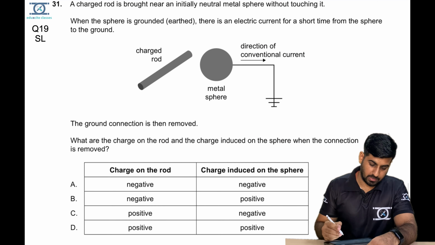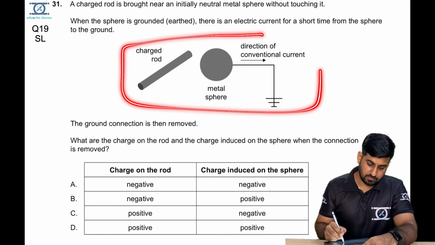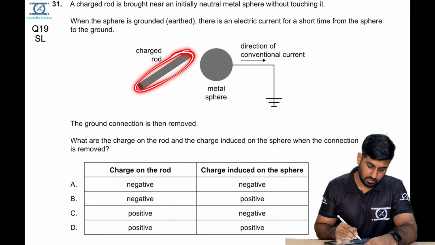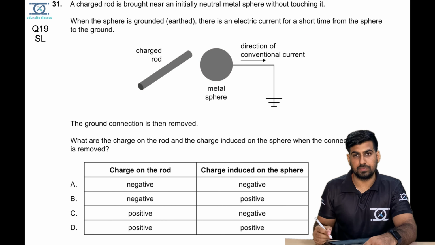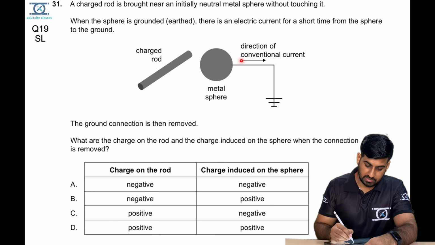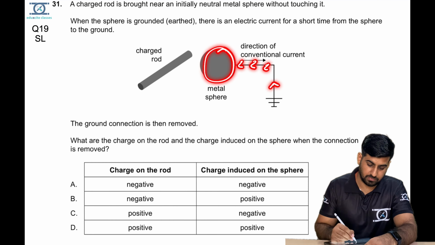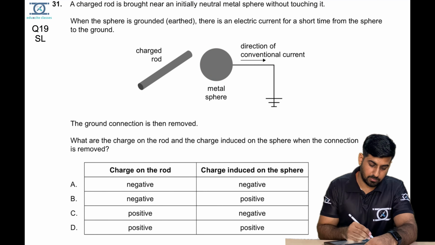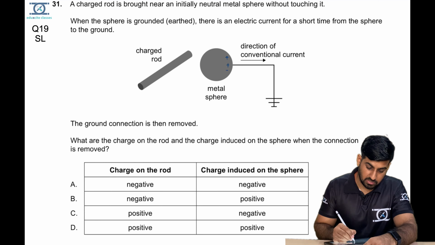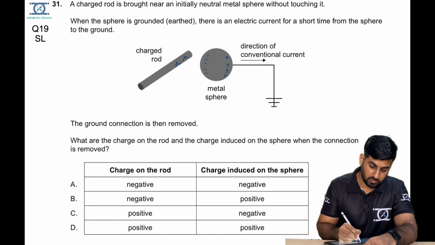Now question number 31. If you look at this diagram, we have to find out the charge on the rod and the charge induced on the metal sphere. In this case, it is given that the direction of conventional current is this. So current is flowing in this direction, it means electrons are flowing into the metal sphere. If the electrons are flowing into the metal sphere, it means that initially it was positive here and negative here. If this is negative, this will be positive, then only this can become negative here, because it will attract the free electrons from the metal sphere on this side.